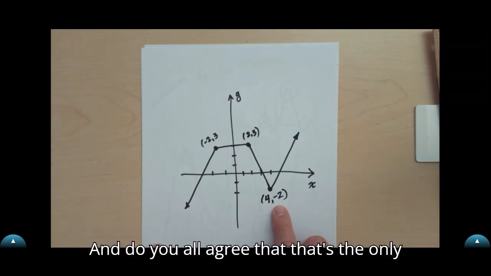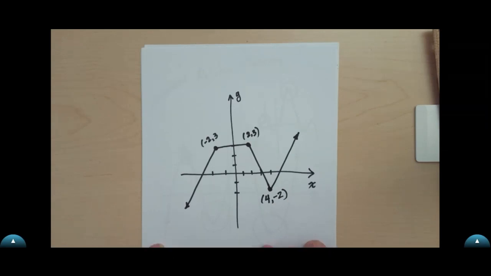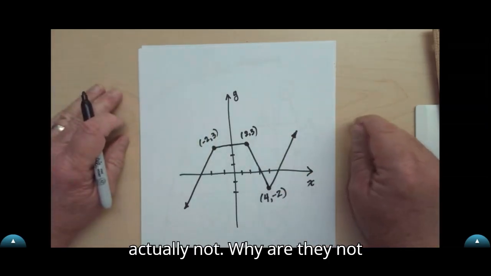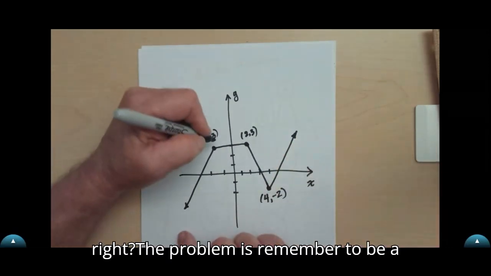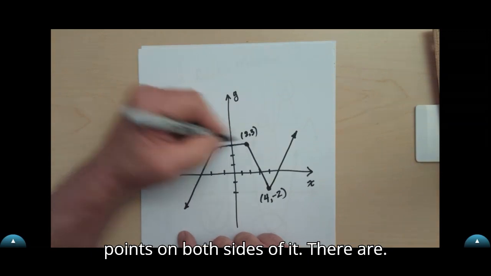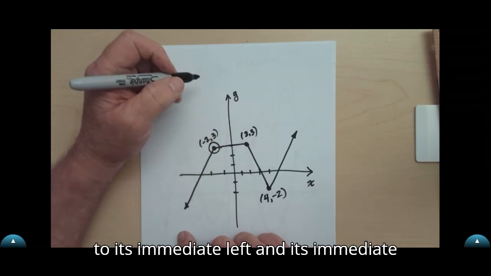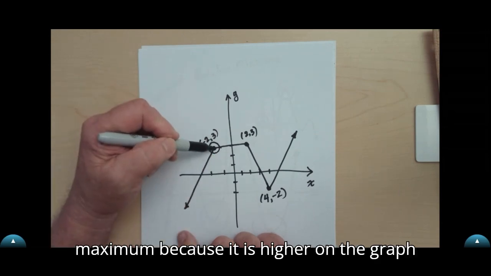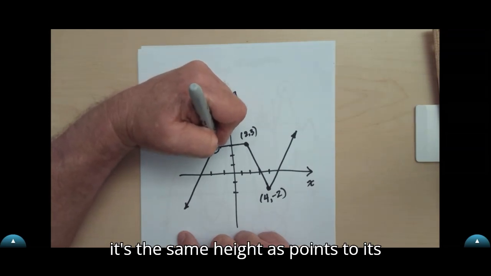And do y'all agree that that's the only relative minimum point? Are there any relative maximum points? These two? They're actually not. Why are they not? Because the middle doesn't go down. Remember, to be a relative maximum point, there have to be points on both sides of it, but it has to be higher than the points to its immediate left and its immediate right. So this can't be a relative maximum because it is higher than points to its immediate left, but it's the same height as points to its immediate right.